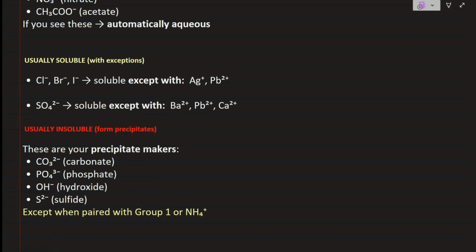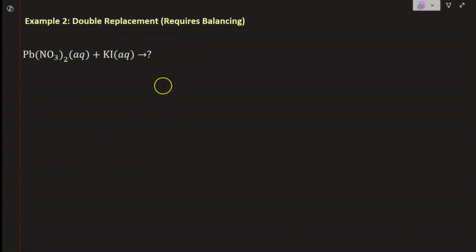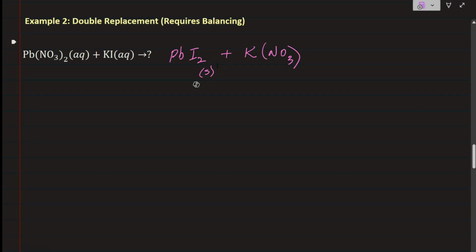Here's the second question. We want to know what the product will be, and it's double replacement and requires balancing as well. So let's go ahead and do that. So we get PbI2 plus KNO3. And PbI2, automatically we know this will be a solid. It's one of the rules of solubility, and we know that KNO3 will be an aqueous compound.